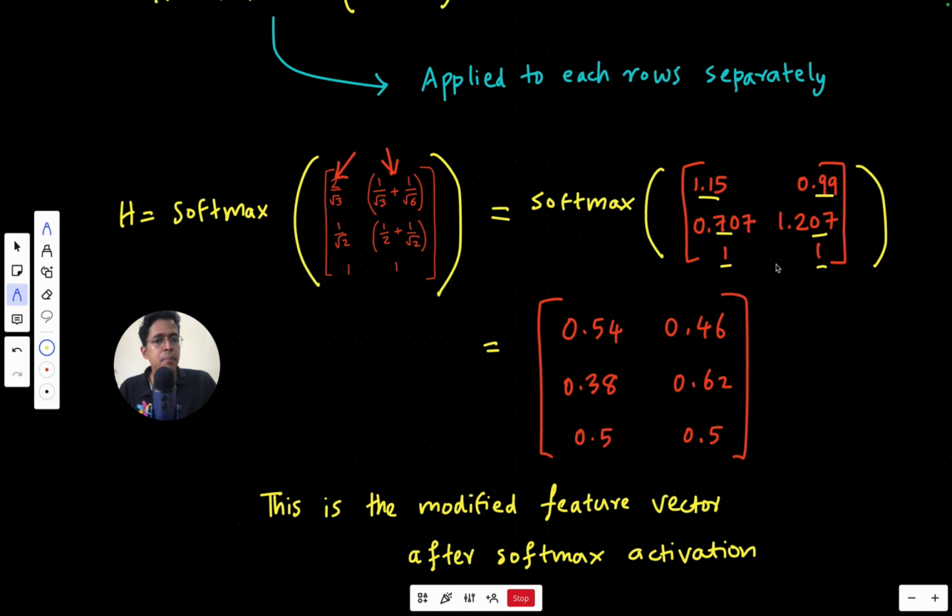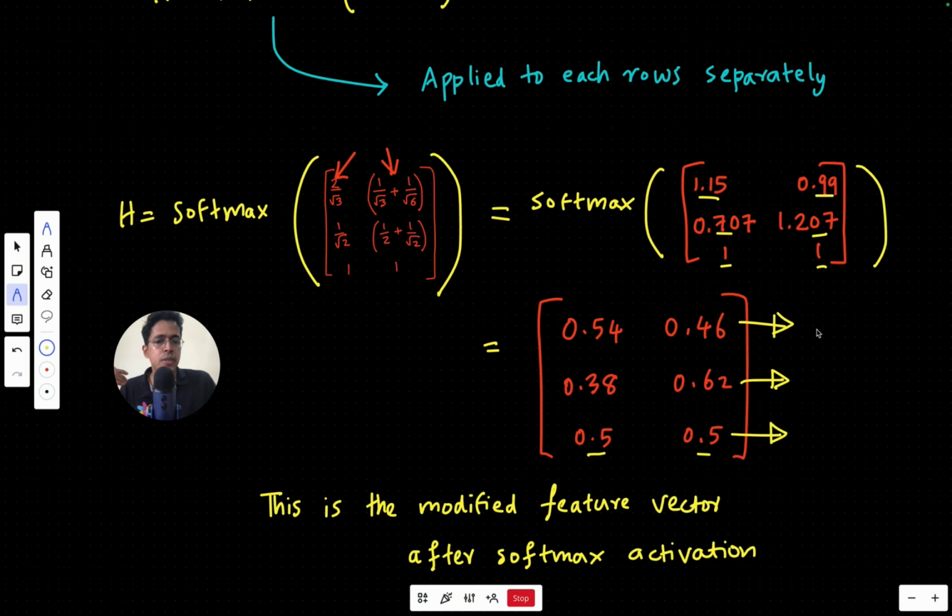But basically, if the numbers are the same, the probabilities are also the same, which means the probability will be 0.5 and 0.5. If a number is big, the probability will be higher. If a number is small, the probability will be lower. So here you can see that this is the softmax for the first row. This is the softmax for the second row, and this is the softmax for the third row.